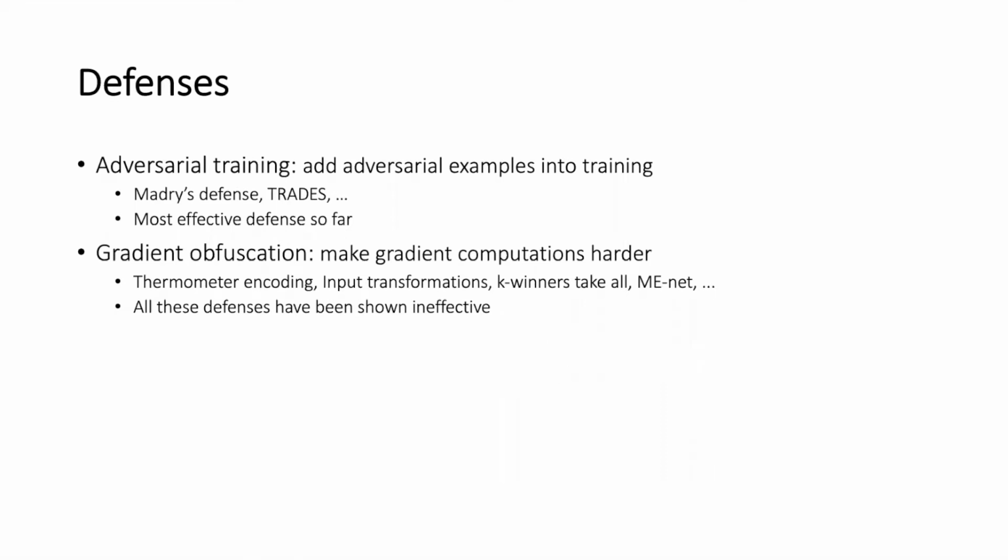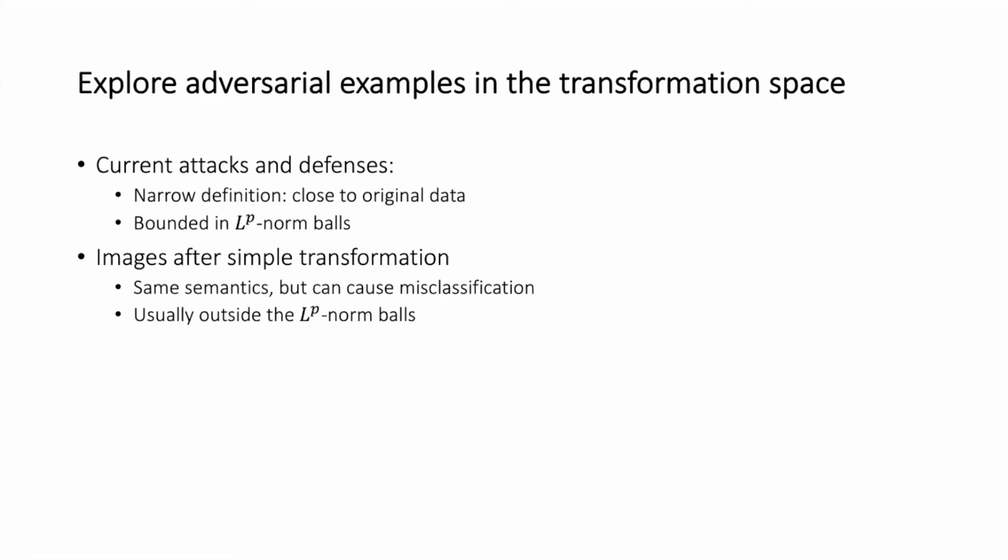Researchers also proposed many defenses to adversarial attacks. Most popular defenses fall into two categories: adversarial training and gradient obfuscation. Unfortunately, most of the gradient obfuscation defenses are shown to be ineffective, while adversarial training-based defenses have the best performance so far. In our evaluations, we apply adversarial training to evaluate the strength of our attacks. One thing to mention about current popular attacks and defenses is they all consider adversarial examples that are very close to benign examples in terms of LP distances.